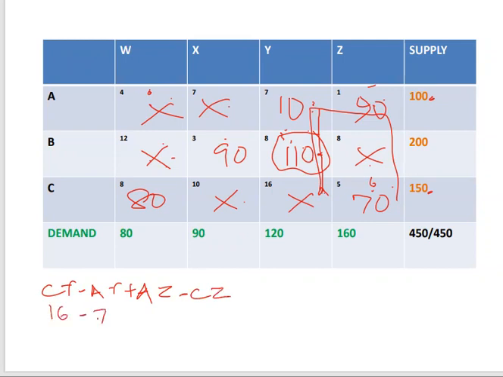16 minus 7 plus 1 minus 5. What would that give us? 16 minus 7 is 9, plus 1, that's 10, minus 5. That's 5. Now a positive 5. So that means none of the parts will reduce our cost. That's the meaning, right?